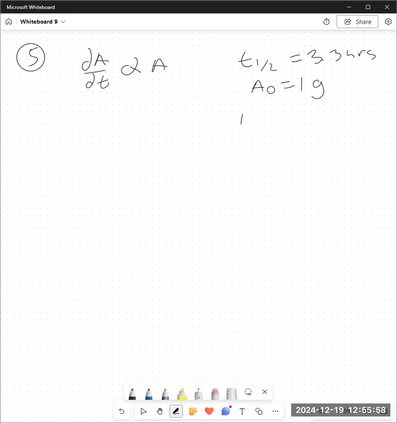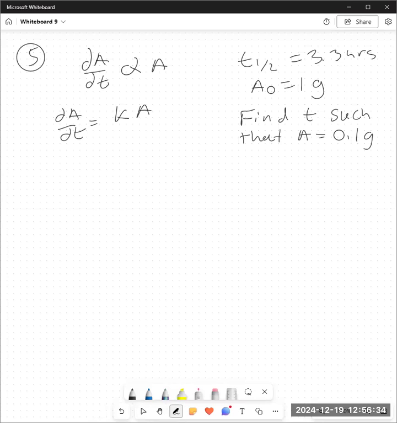So we want to find T such that A equals 1/10 of a gram, since 90% of the 1 gram has decayed. I already showed you last time how to make this a linear differential equation. If I make this dA/dt equal to kA, this also can be solved as a separable differential equation, and you'll get the same answer.